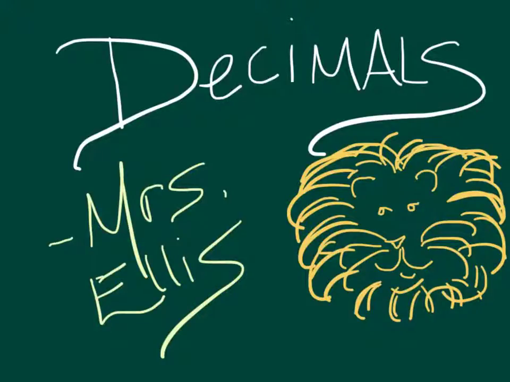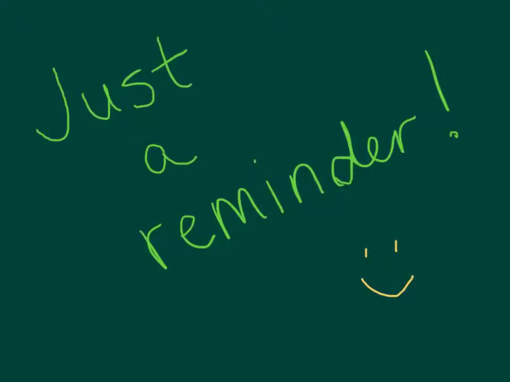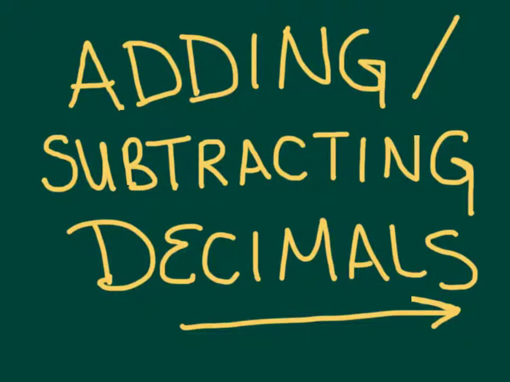This time we're going to work on a unit on decimals: multiplying, dividing, adding, subtracting. Again, a reminder, this is not to give you a full lesson, it's just a quick reminder or review of how to do it. First, we're going to look at adding and subtracting decimals.